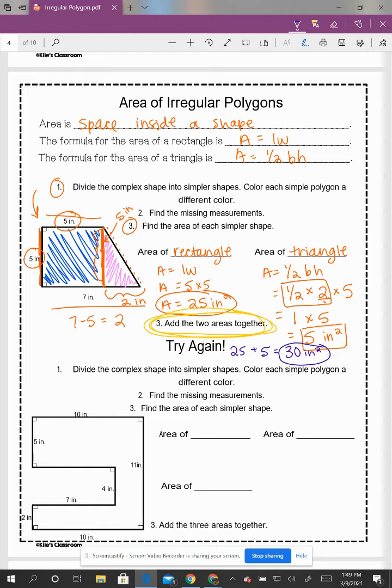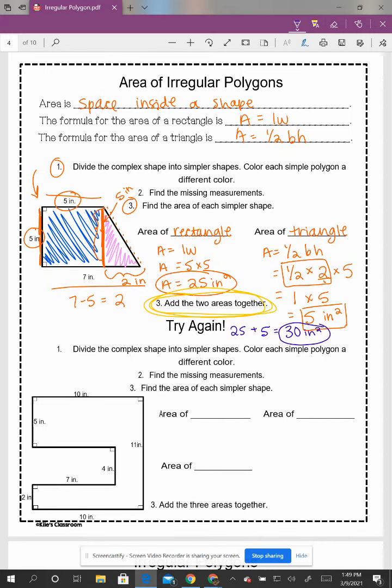Now I'd like for you to go ahead, pause the video, and try the next example on your own. Once you've attempted it, press play and check it with me. If you've gotten all the right answers, you're in great shape. If not, see if you can figure out what the error was that you made.